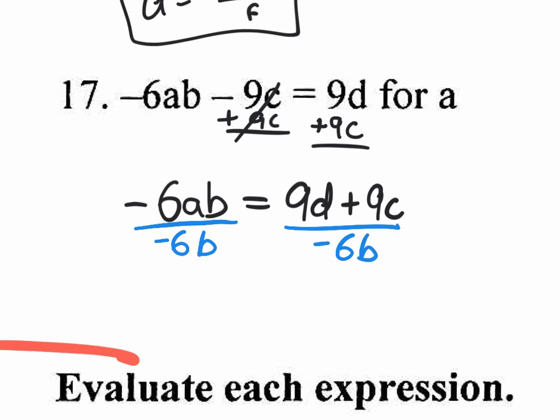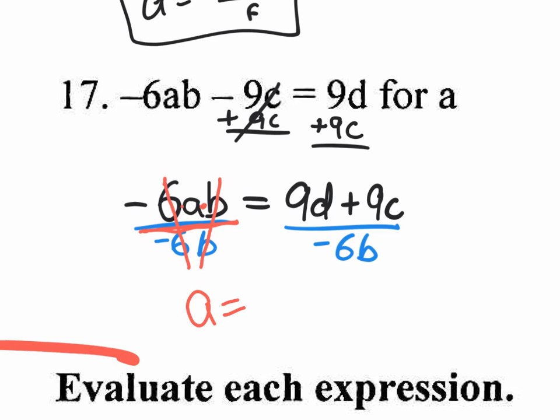Do we understand that? Between the negative 6 and the A, there's multiplication. That's why I do division here. Between the A and the B, there's multiplication. That's why I do division there. So now that I'm dividing by negative 6B, the negative 6 and the negative 6 cancel, the B and the B cancel, and the A is the only thing left, and that's what I wanted to solve for.